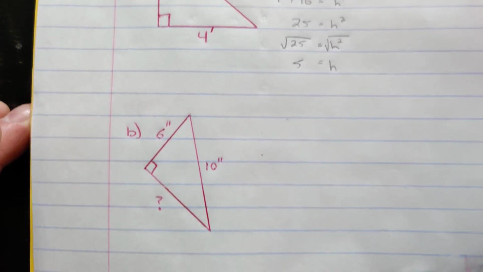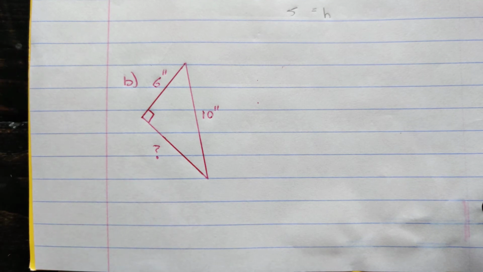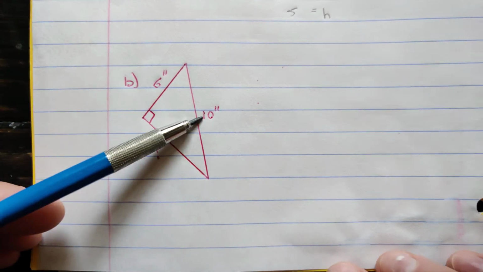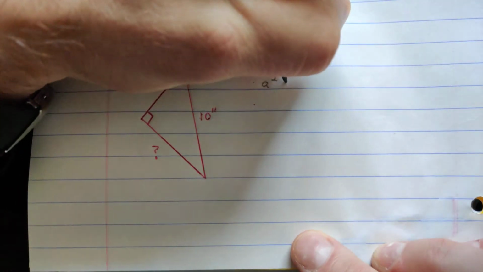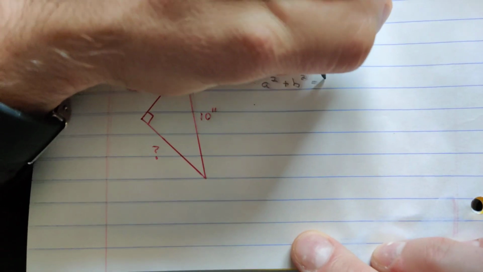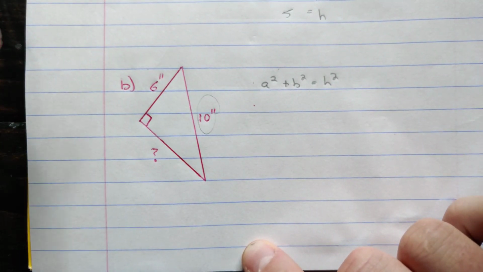Okay, the next one here, we got a 6-inch and a 10-inch side. However, we got an issue. That's the hypotenuse. So let's try this out. This is going to be a little bit different than the last one. A squared plus b squared equals h squared. Well, that's h. That's the hypotenuse.